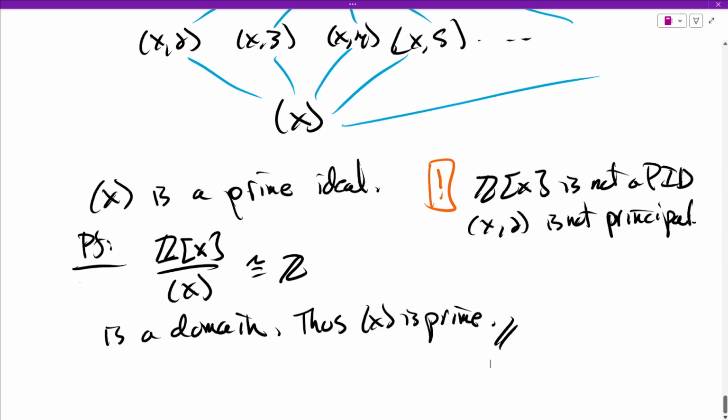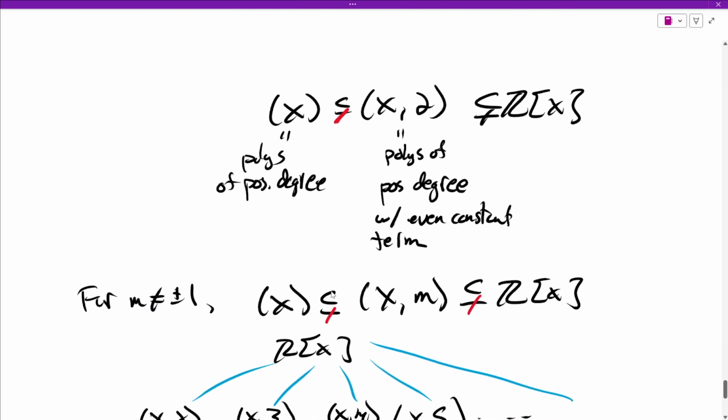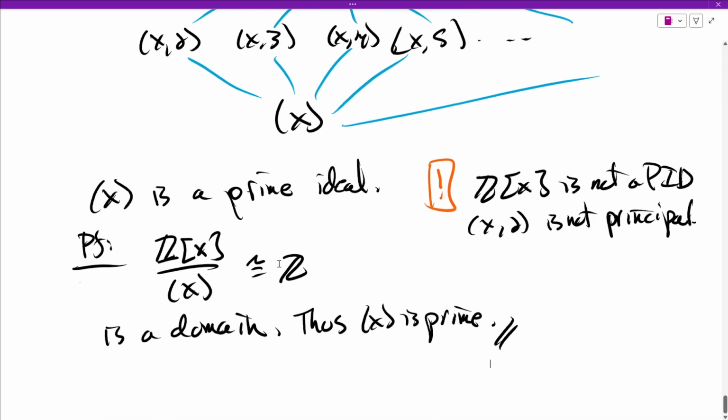Okay, so let's just recap here. This is an ideal which is prime. It is very much not maximal. There's lots of ideals in between us and the whole ring. So it's a prime ideal which is non-maximal, and we had to go somewhere which was not a PID to find such a thing.